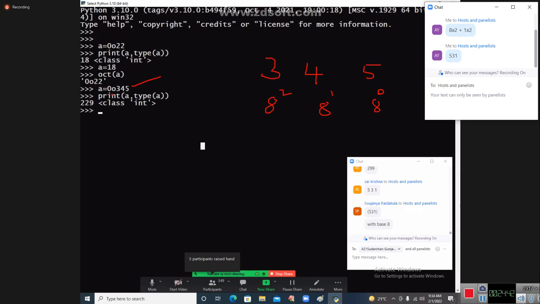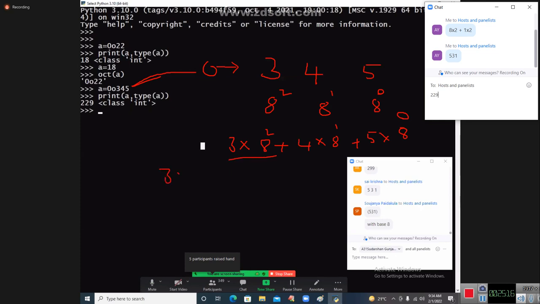Yeah, I thought it was an integer. So please correct it. This is an octal. I felt that it was something different. I took the decimal value. 3 into 8 square plus 4 into 8 to the power of 1 plus 5 into 8 to the power of 0. Because I did not see that this is an octal representation, I took it in a different way.